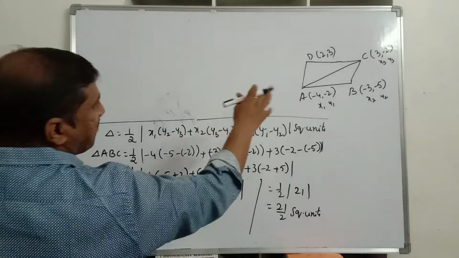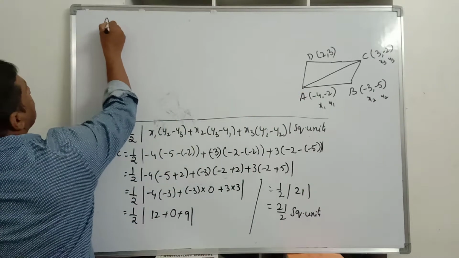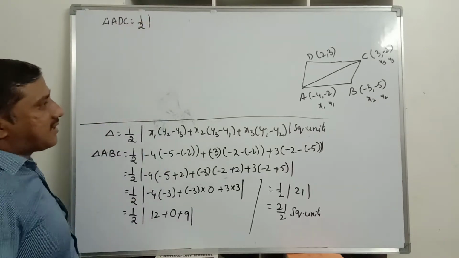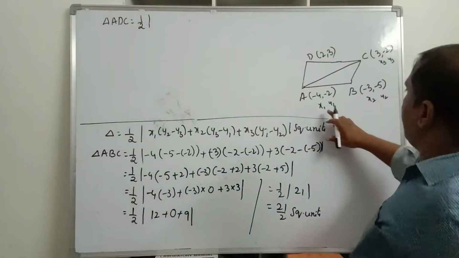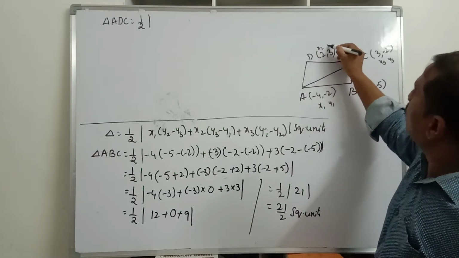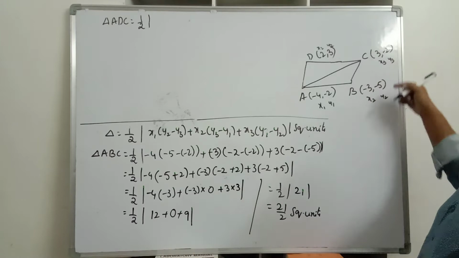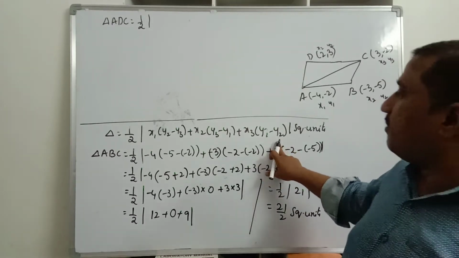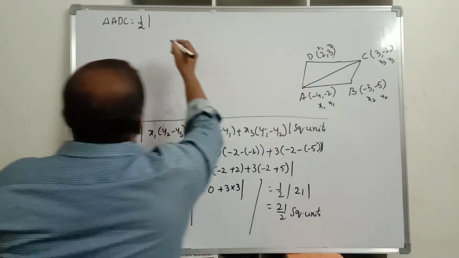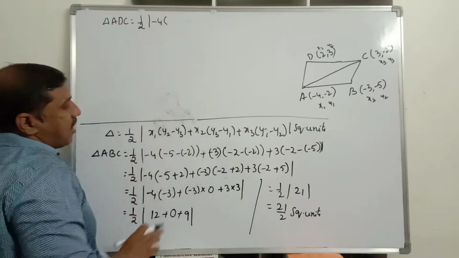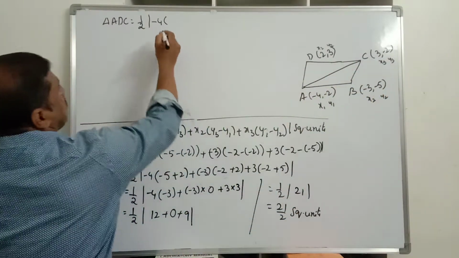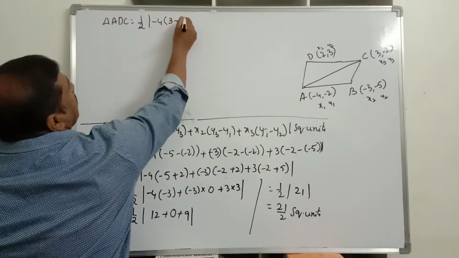Now find the area of triangle ADC. The area of triangle ADC is equal to half into the modulus of, again, A is the first point (x1, y1), D is the second point (x2, y2), and C is the third point (x3, y3). Use the same formula: x1 into (y2 minus y3). x1 is minus 4 into (y2 minus y3). y2 is 3 and y3 is minus 2. Therefore it is 3 minus of minus 2.